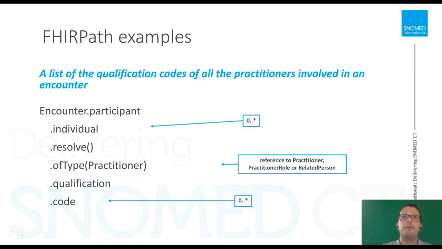This is an example of FHIRPath. I'm going to go very quickly through this because we don't have a lot of time left. So this is an example of how you would get a list of qualification codes for all practitioners involved in an encounter.